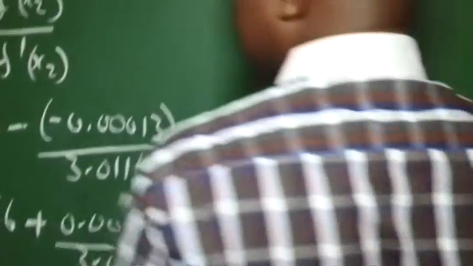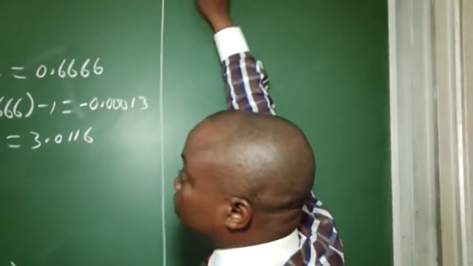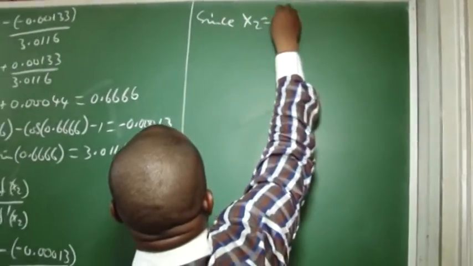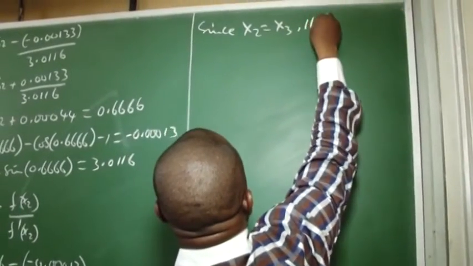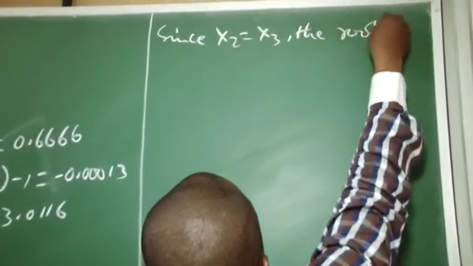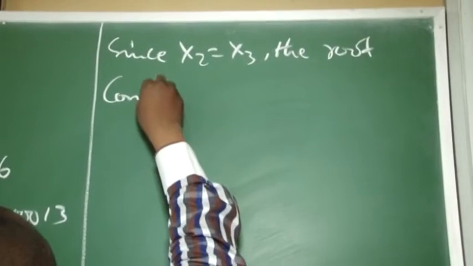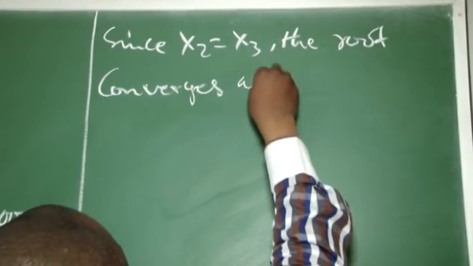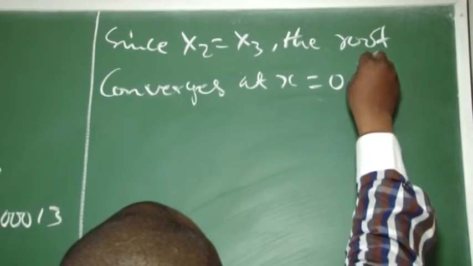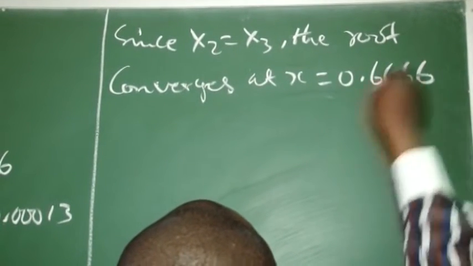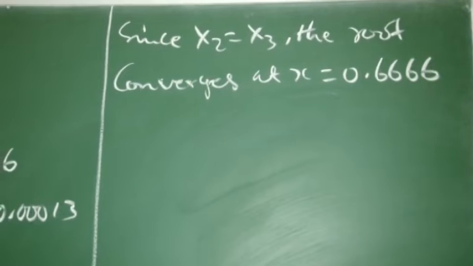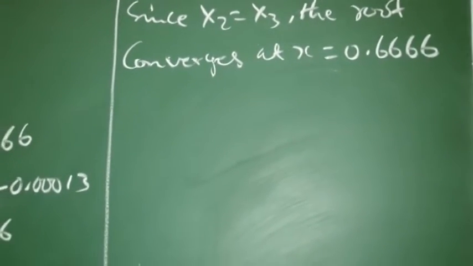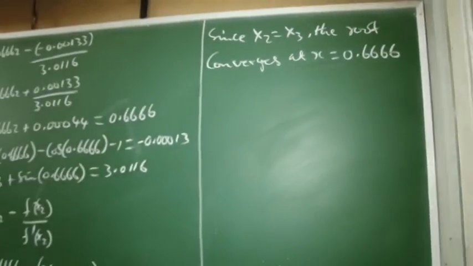Now notice that x3 and x2 are the same. So since x2 equals x3, the root converges at x equal 0.6666. So that is how we use the Newton-Raphson method. Yes, that's how we use it.